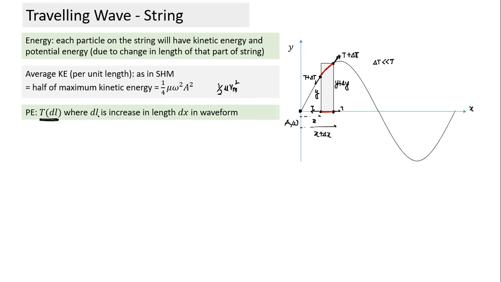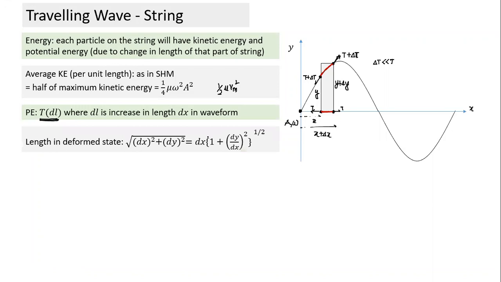So T into delta L, where delta L is the increase in length. Which length? The initial length was dx, and the increase in length is delta L in the waveform. How do we calculate delta L? So what is delta L? It is the increase in length. If this length was delta x, then the new length minus the original length will be dl. Let's see how we calculate it.